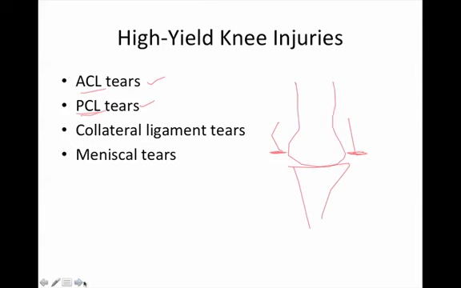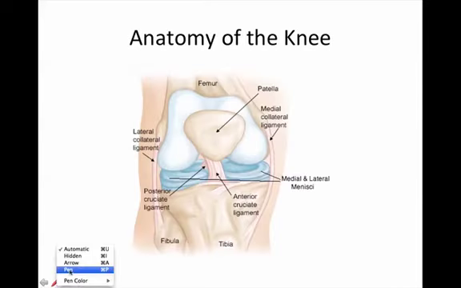Okay, so let's take a look. So remember, when we're talking about anatomy of the ACL and the PCL, the anterior cruciate ligament is attached to the anterior portion of the tibia, while the posterior cruciate ligament attaches to the posterior aspect of that tibia, and that's where we get the names for these. Okay, the lateral collateral ligament, you can see, connects the fibula to the femur, and the medial collateral connects the femur to the tibia. Okay, so here's our patella.